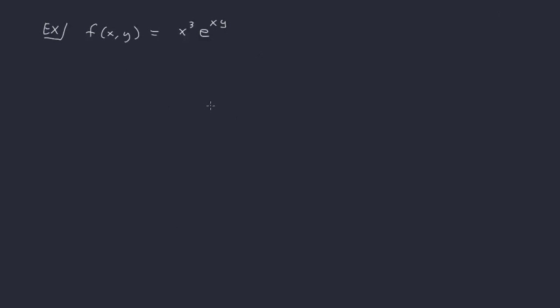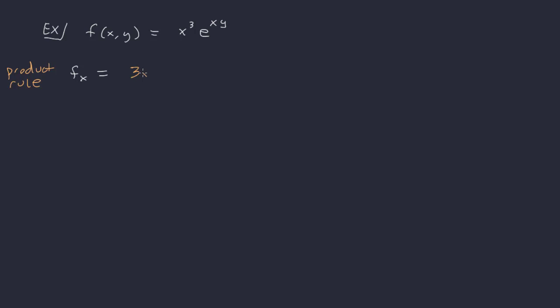All right, let's look at another example. Here we're going to have f of x y is equal to x cubed times e to the xy. Okay, so when we do the x derivative, notice this is going to be a product rule, right? x cubed times e to the stuff with x in it. So this will be a product rule.